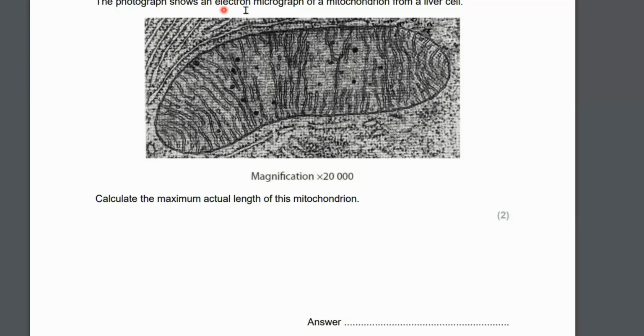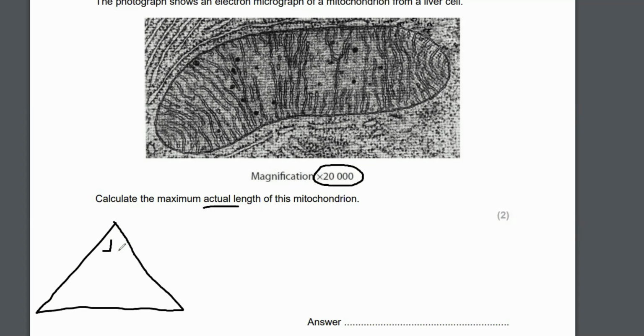Okay, let's look at question 2. The photograph shows an electron micrograph of a mitochondrion from a liver cell. The magnification is times 20,000. Calculate the actual length. So you need to know this equation off by heart, and it's I AM: image size over actual times mag.